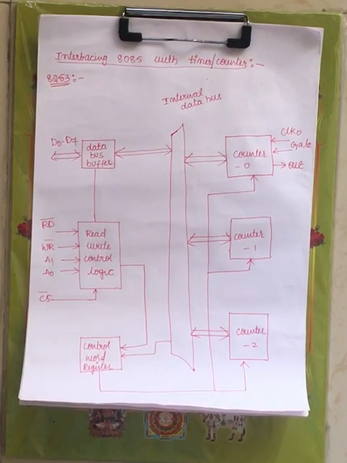You have an IC, one device whose number is 8253. That will act as a timer as well as a counter. Now in this lecture we will see the interfacing of 8085 with timer or counter. Only one device can be used for the operation of timer as well as counter.